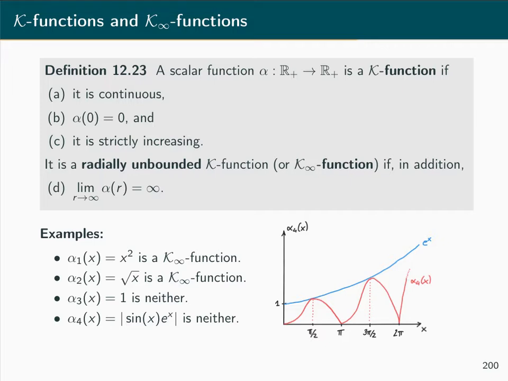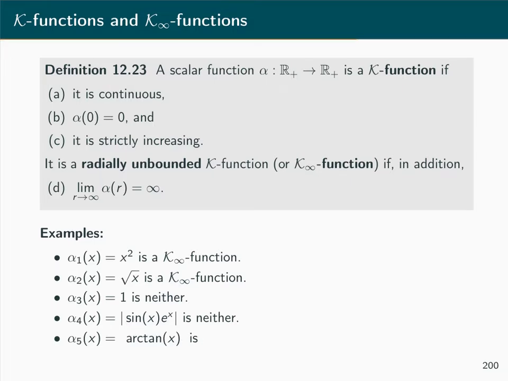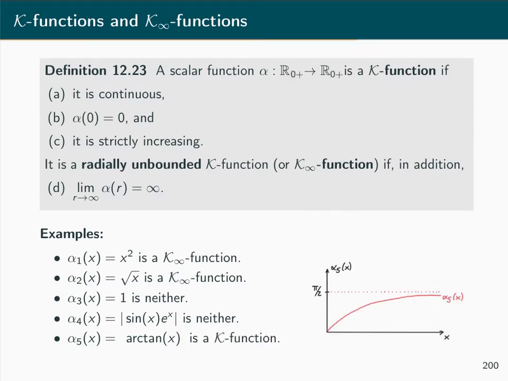The final example, alpha 5 of x is equal to the arcus tangent of x, which is a k-function, but not a k-infinity function, as we can see from the sketch provided on the right. It is A, continuous, B, it's 0 for x equal to 0, and it is strictly increasing. However, it converges to pi half as x goes to infinity, and therefore it's not radially unbounded, and hence it's a k-function, but not a k-infinity function.